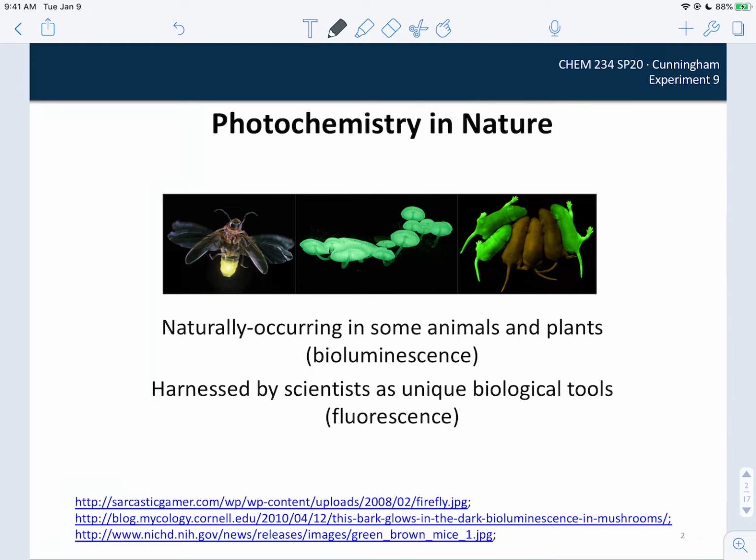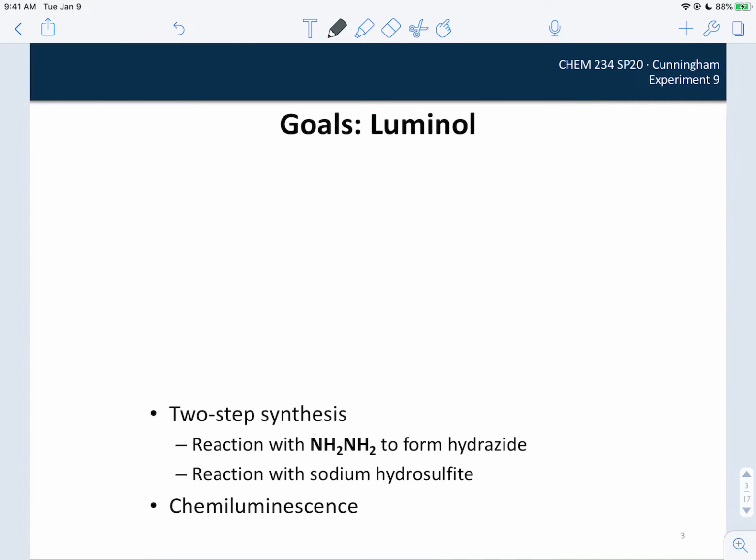And when scientists can harness this idea of photochemistry and bioluminescence, we can use it for unique biological tools, and we call that fluorescence. So we have some goals with our luminol synthesis. Let's take a look at what the structures are going to look like that we are working with.